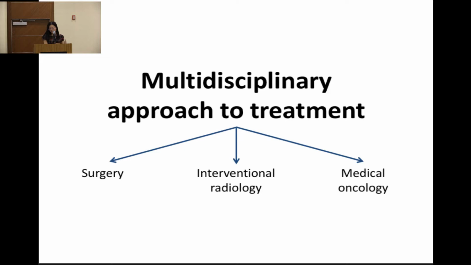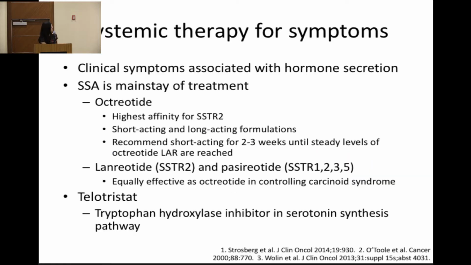So now moving on briefly to treatment, and I know you're going to get a more thorough talk about systemic therapy later on. So it really is a multidisciplinary approach to treatment, involving surgery, interventional radiology, and medical oncology. Typically, ideally, you should be seen at a specialized center with experts in all these different areas with an interest in neuroendocrine tumor.